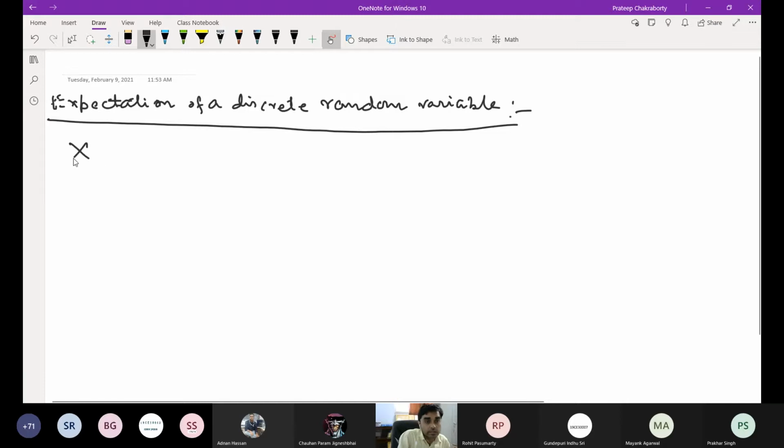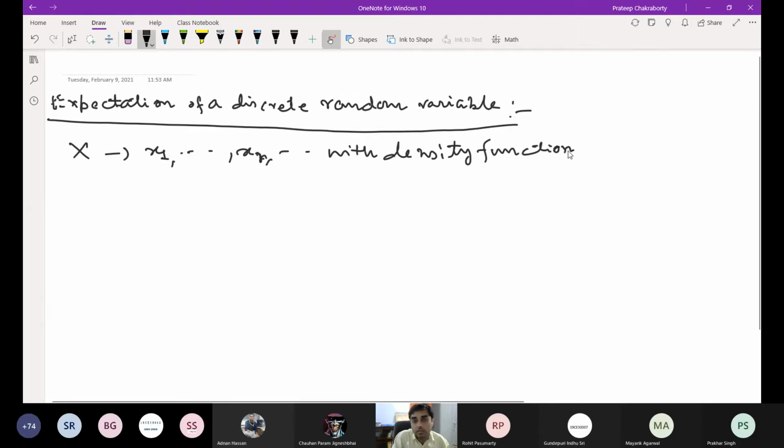So x is a random variable which assumes these values with a density function. Can you tell me what the density function is? How do you define a density function? So what is, by definition, f of xi? This is the probability that x is equal to xi. So this is the density function.